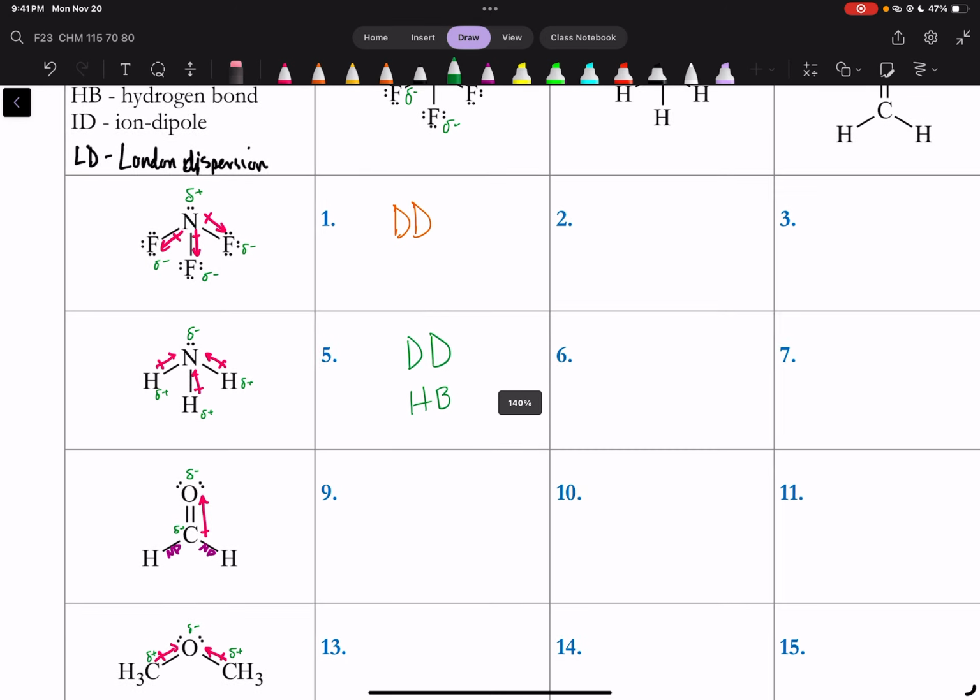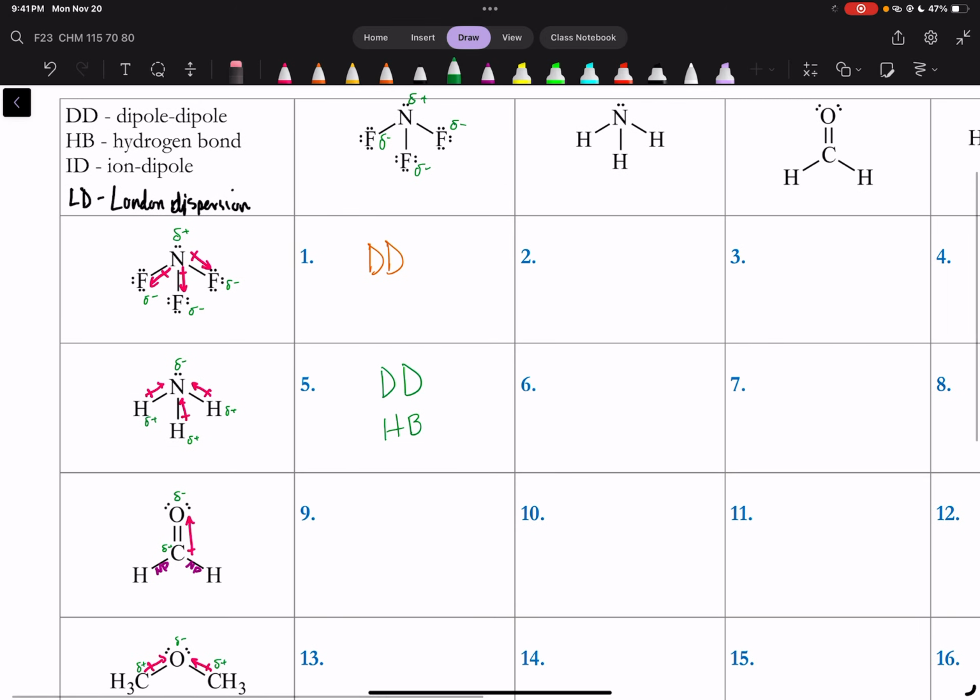Down here, for number 9, we could see that we have a negative on the oxygen, positive on the carbon, and so dipole-dipole is present, but no hydrogen bonding. Those hydrogens on formaldehyde don't have a charge. And then finally, number 13, that's going to be a dipole-dipole as well.